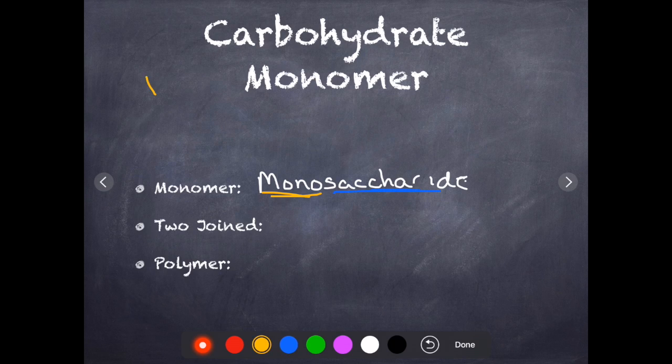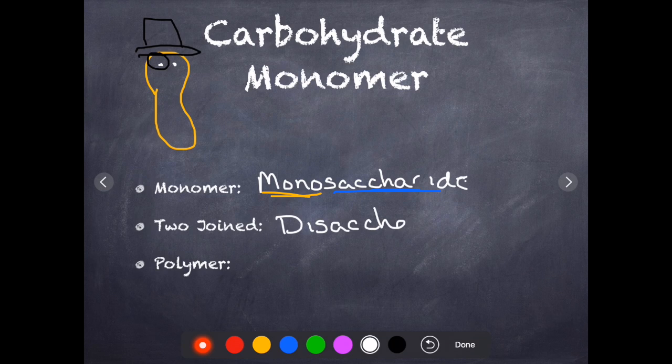Now, Mr. Peanut here. Okay, we all know who Mr. Peanut is. He wears a nice little top hat, and what does he also wear? He also wears a monocle. And mono meaning that one lens that we have right there. When we have two joined together, we call that a disaccharide. Okay, two. And when we have multiple of these things joined together, we call it a polysaccharide.